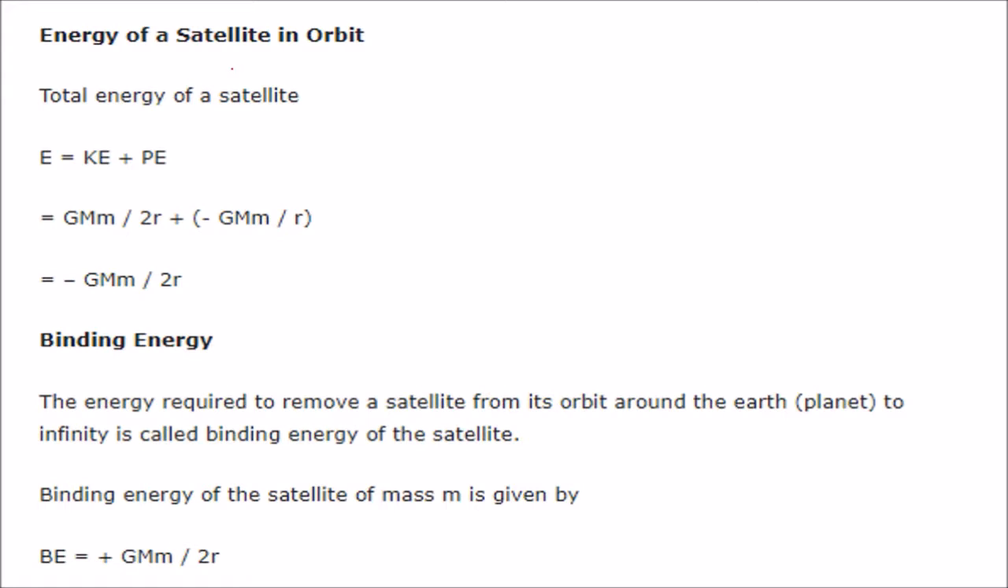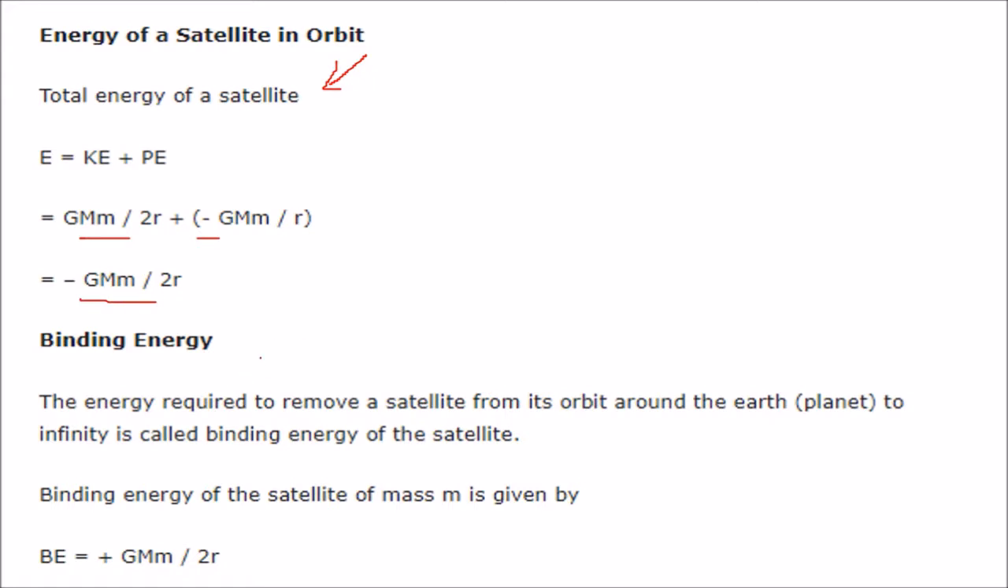Energy of a satellite in orbit. What is the total energy? Everywhere we always talk about the kinetic energy and potential energy. So we know by now that the kinetic energy is G capital M small m by 2r. Potential energy always is negative, so minus G capital M small m by r. When you combine them, you get minus G capital M small m by 2r.